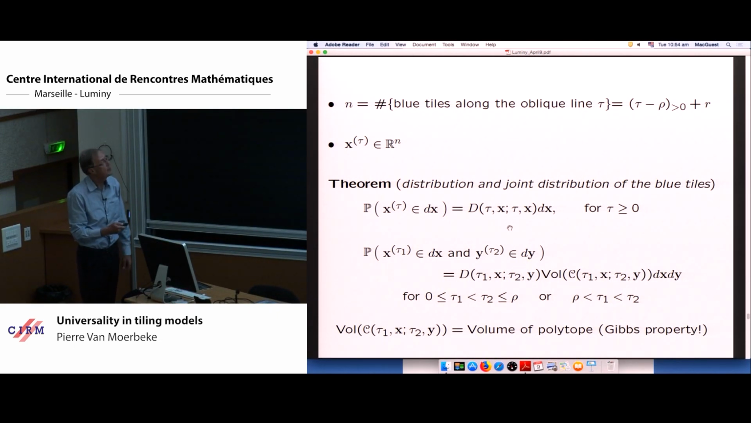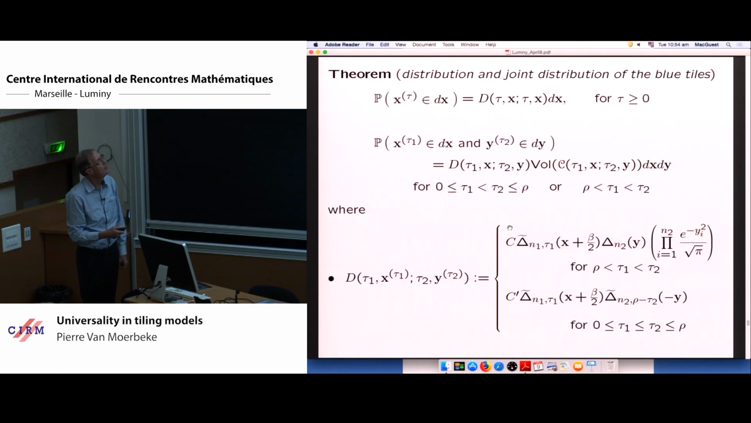And then I have to say something about those d's, what they are. They are the following expressions, the same formula as before. They are the product of a Vandermonde determinant times a Gaussian. So it looks very much like GUE, but this is not exactly a Vandermonde determinant. It's something slightly different. This is outside the strip, and inside the strip there's no Gaussian, but it's a product of 2 such expressions.